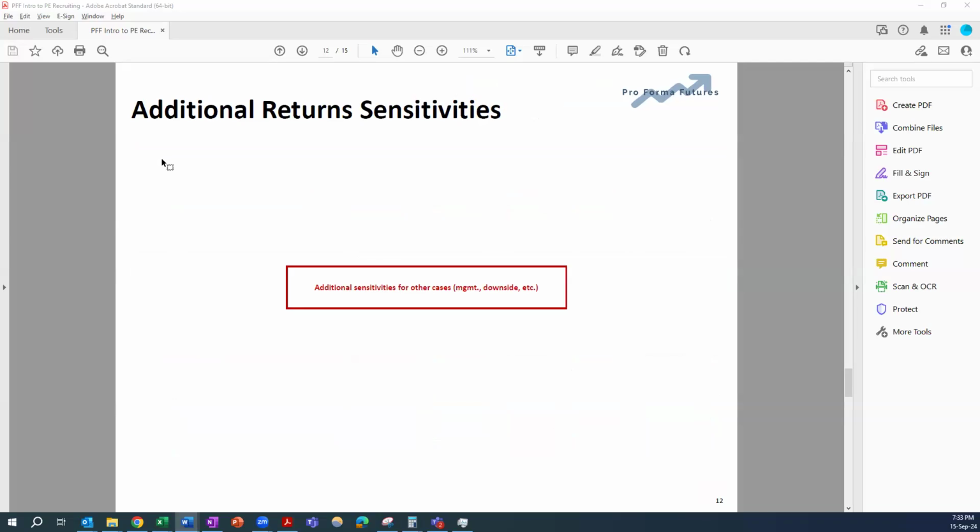Would not fill the page just to fill the page, but if there's certain drivers that you think are notable, probably related to revenue or EBITDA or industry growth or items like that, this could be a good place to put those. You can also put sensitivities for your other cases that we discussed. And I always think this is a good one.